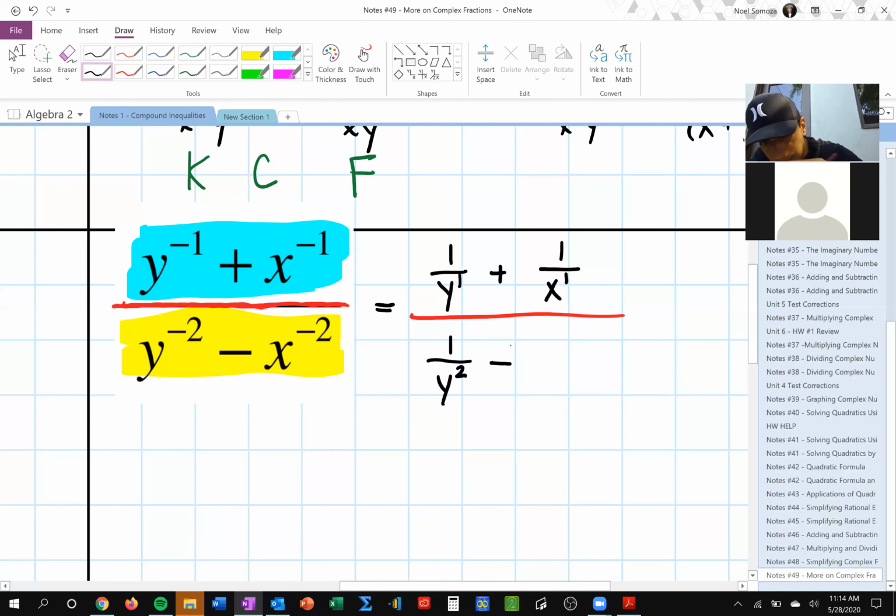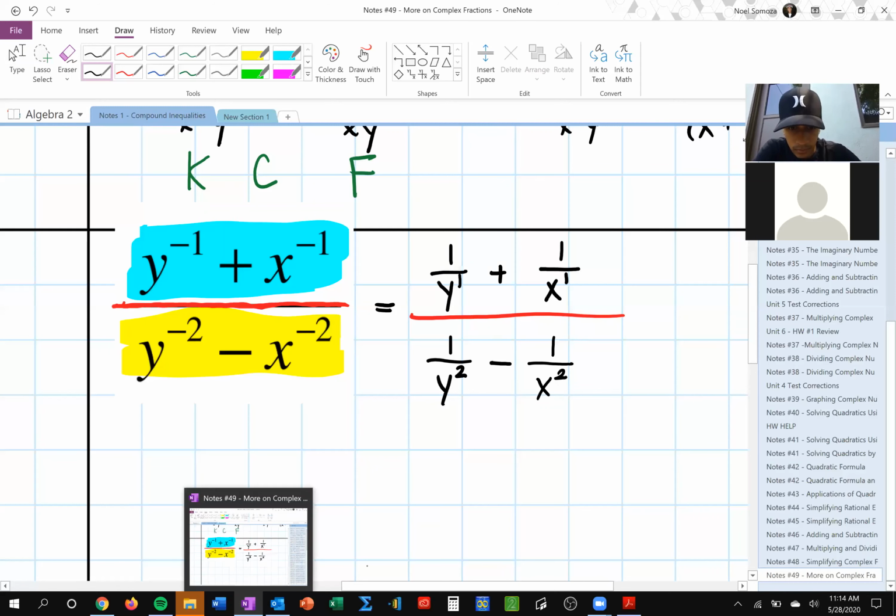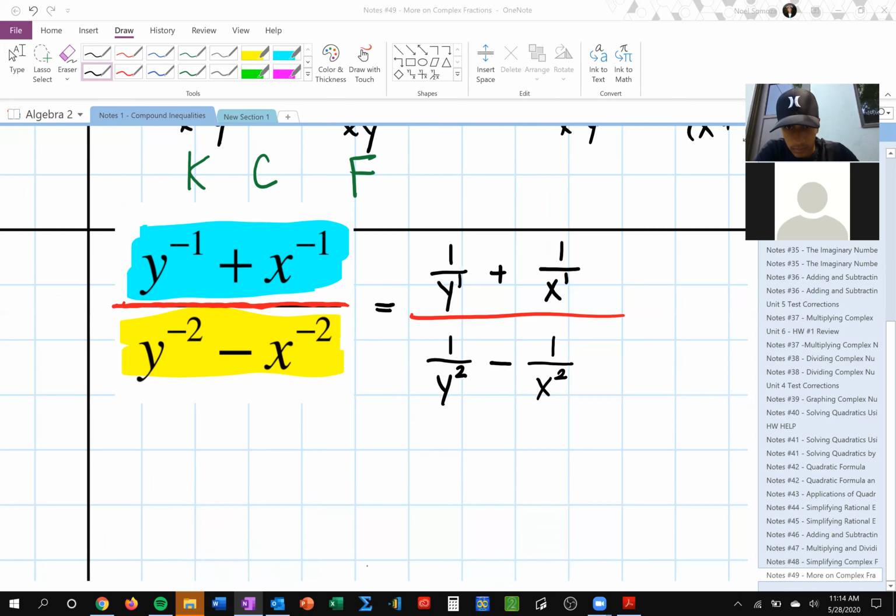Then I have minus, and the same thing happens with x to the -2. I would have to write it as 1 over x to the +2. Okay, you guys with me so far? Okay, all right, good, good.